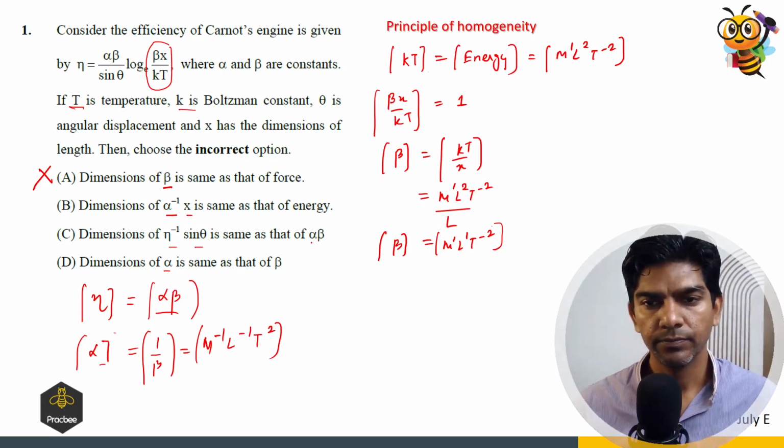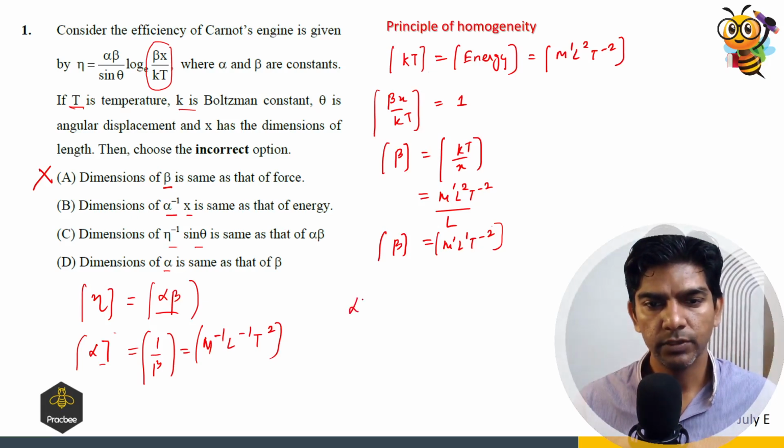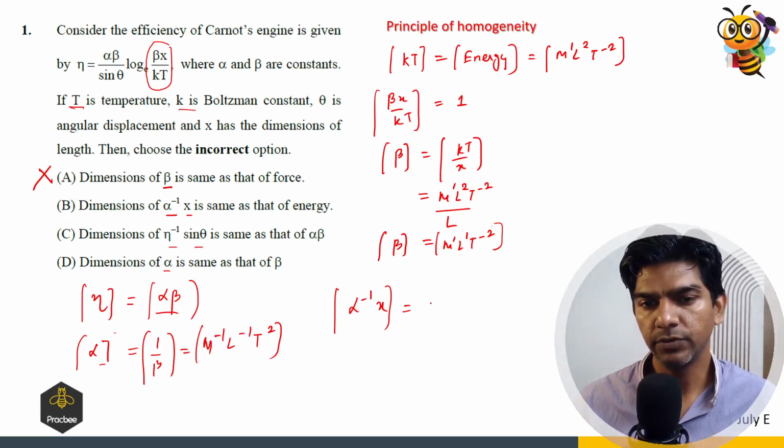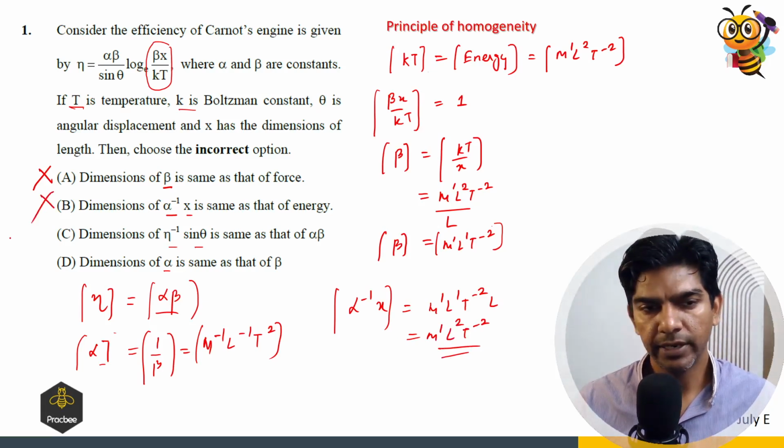And the dimension of alpha raised to power minus 1 times x, let us find the dimension. So alpha raised to power minus 1 will have the dimension same as beta, which is M raised to power 1, L raised to power 1, T raised to power minus 2. X is length, so that will be M raised to power 1, L raised to power 2, T raised to power minus 2, which is the same dimension as energy. So statement 2 (option B) cannot be the right answer because we have to find the incorrect option.